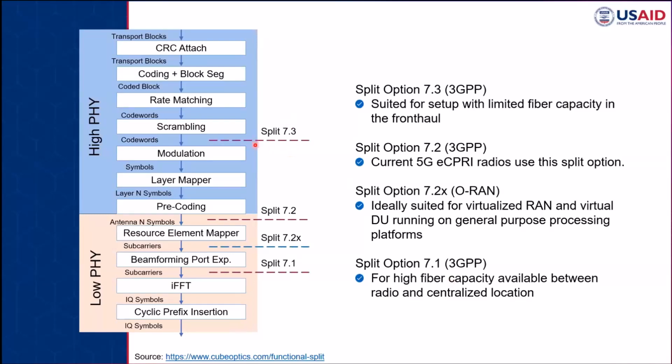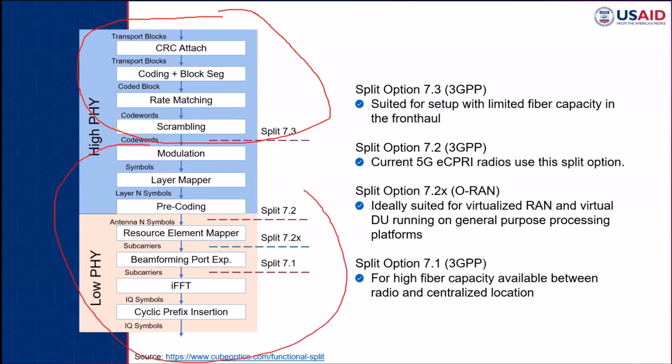If you say split 7, you can just imagine two boxes. One box here, the DU, and your RU is here. Meaning the scrambling, the rate matching, the code blocking, the cyclic redundancy check attachment is done in the DU, and the rest is in the RU.